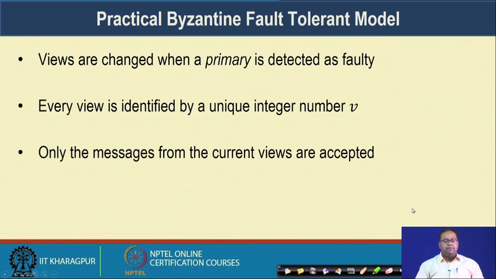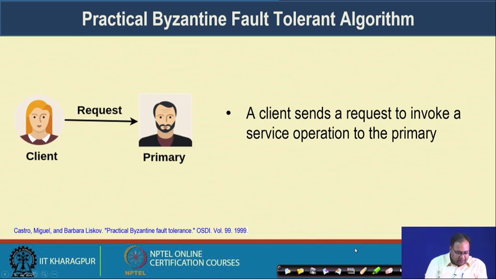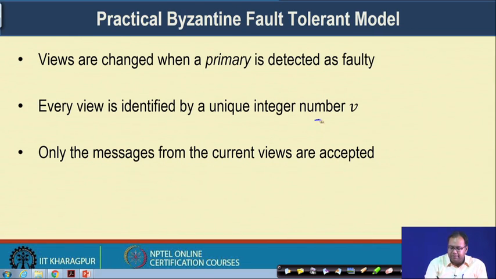So, these views are changed when a primary is detected as faulty. Whenever the backups collectively detect that a primary is faulty, we will look into this view change mechanism, then these views are changed, and every view is identified by a unique integer number v, and only the messages from the current view are accepted. So, if there is a view change, then the messages which have been broadcast in the previous view, because of the asynchronous nature of the system, it may always happen that you receive a delayed message or out of order message from a previous view. So, the messages from the previous views are discarded and only the messages from the current view are accepted.